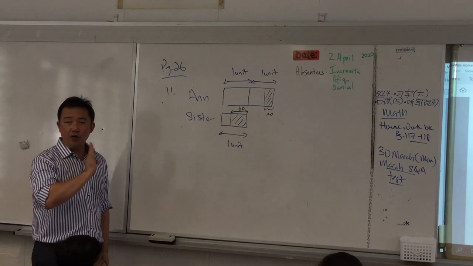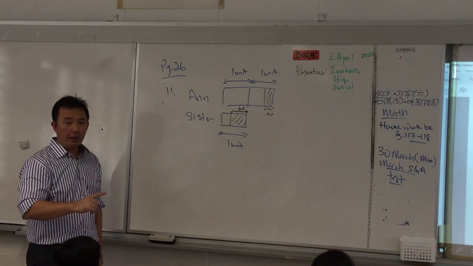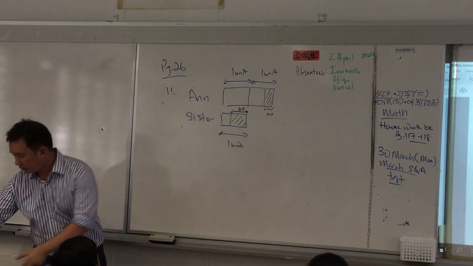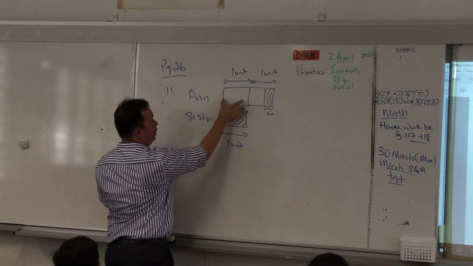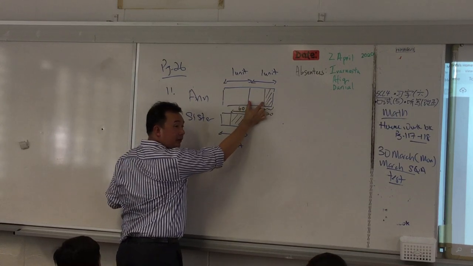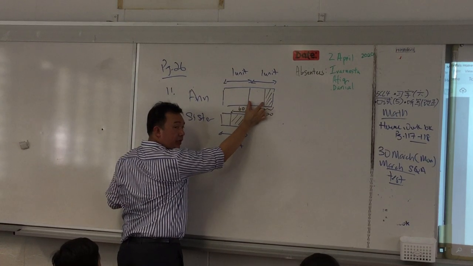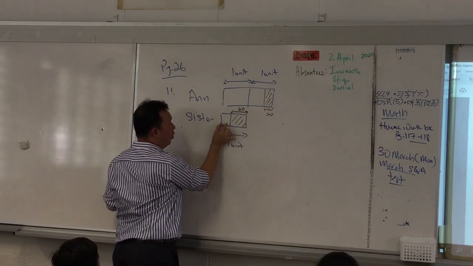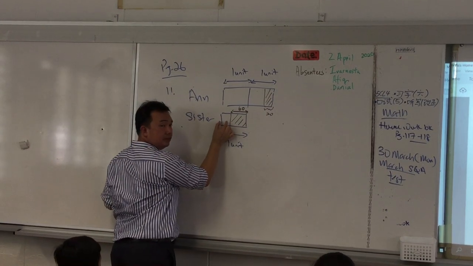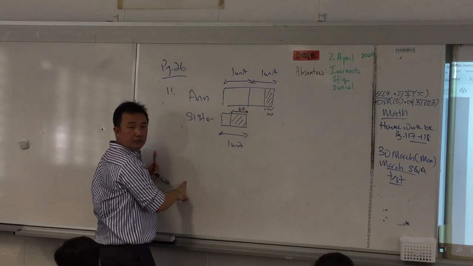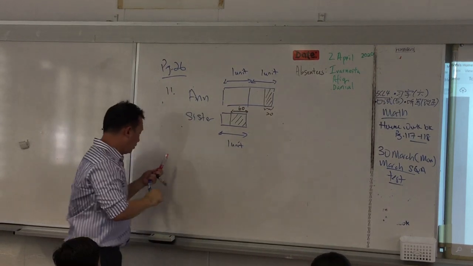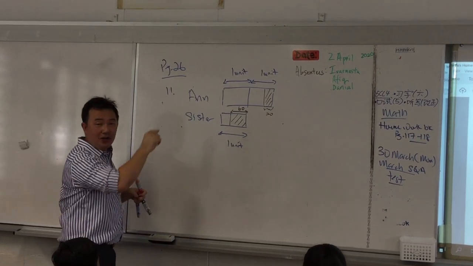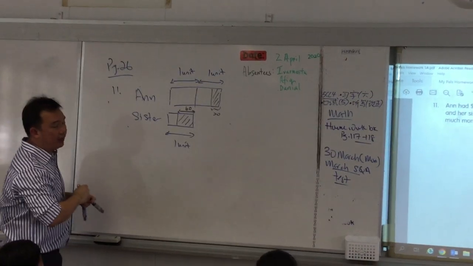This part is very important. Can everyone have your eyes on the whiteboard, please? Meaning to say, Anne initially had 1 unit plus this part, the unshaded part. Agree? Sister also had this unshaded part. Okay? You look at the question. There's one more piece of information I did not write down. What is that? 198, very good. Anne had $198 more than the sister.